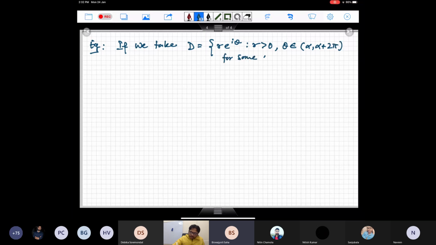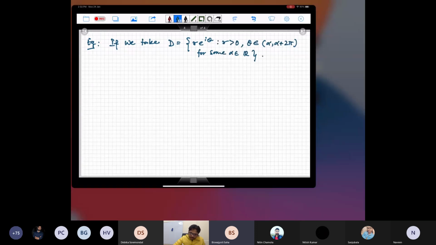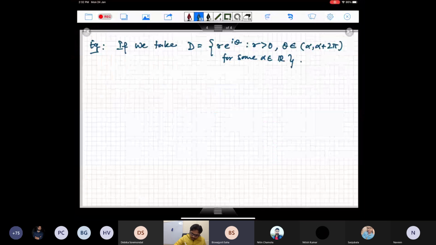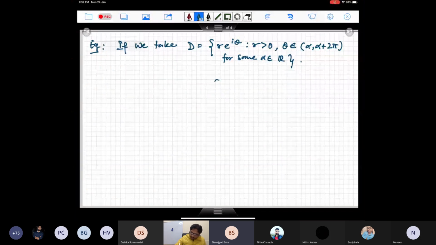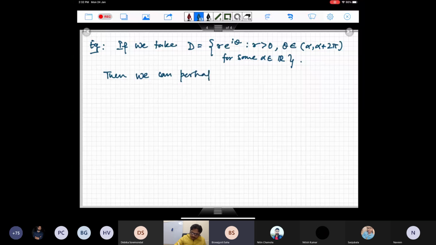For some alpha in R, I can take such kind of a function. So if we take D like this, then we can perhaps define a continuous logarithm on D. Okay, so perhaps it is possible on these kind of sets to define a continuous logarithm.